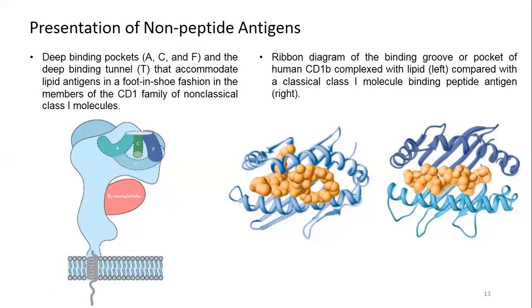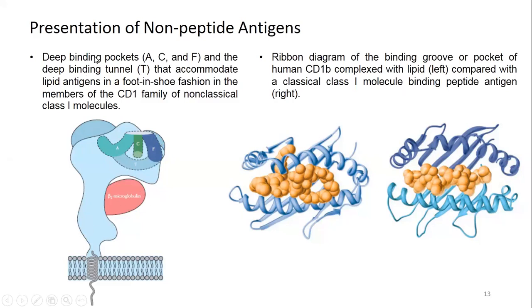Many reports now indicate that various types of T cells, such as T cells expressing gamma and delta, as well as alpha and beta T cell receptors, can react against lipid antigens, such as mycolic acid from Mycobacterium tuberculosis. These antigens are presented by members of the CD1 family of non-classical MHC molecules. So this is the structure of the CD1.